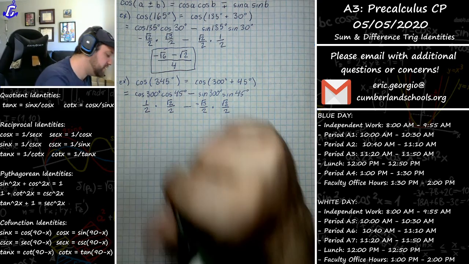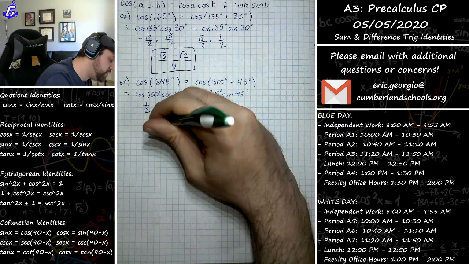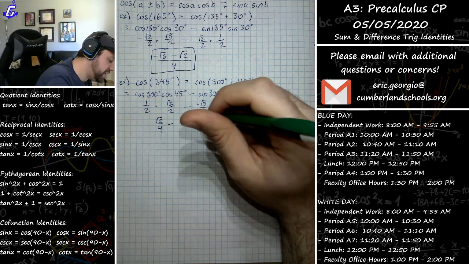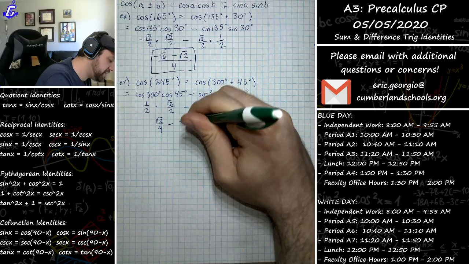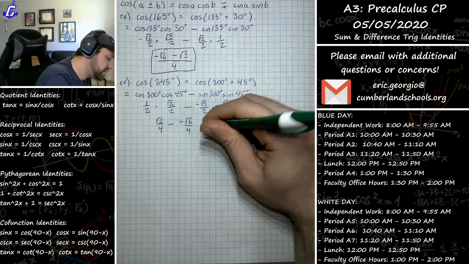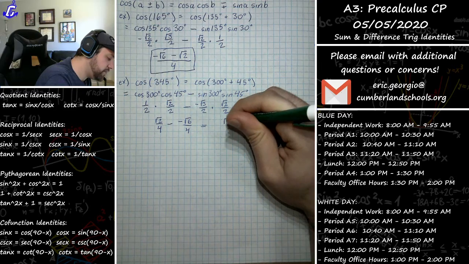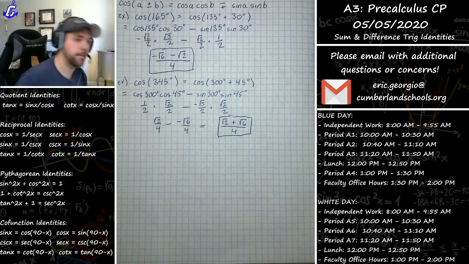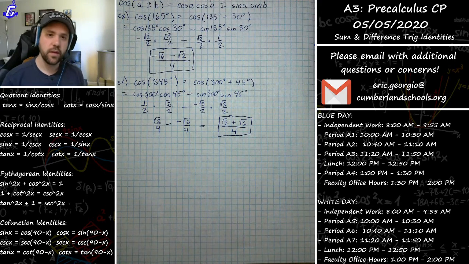So let's see how we stick these together. I'm going to get rad 2 over 4 minus, looks like I got minus a negative here, so we got a negative rad 6 over 4. We stick those together now to make rad 2 plus rad 6 all over 4. Okay. Does that make sense to everybody how that works out?